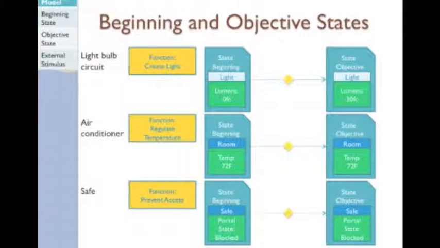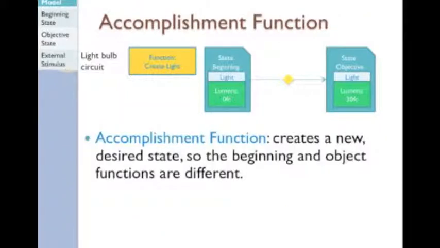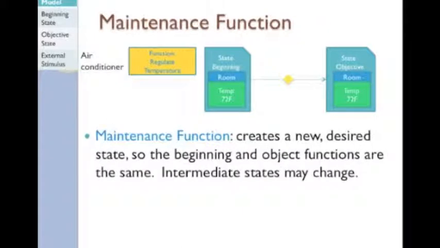We give these 3 kinds of functions special names. The first we call an accomplishment function. An accomplishment function, by definition, creates a new desired state. Therefore, for accomplishment functions, the beginning and objective states are different. The light bulb circuit is an example of an accomplishment function. A function can also ensure something is always returned to its original state. For instance, the function of an air conditioner is to return a room to its original set temperature. This is a maintenance function.